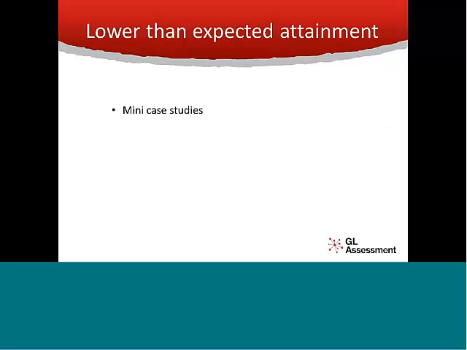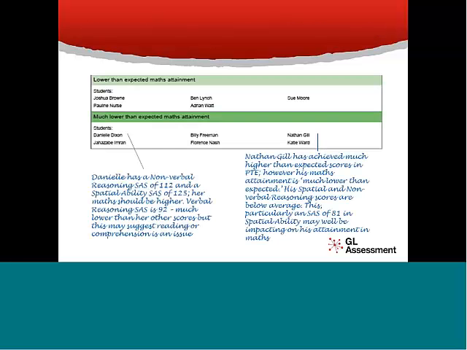Okay, so really to bring this to life, what we've done is prepare a number of mini case studies, not in huge depth, but I think seeing, as Sue said, this is based around real data. We have changed names, of course, but over to you. So the first two here, we're looking at two students where their attainment in maths is much lower than expected. Danielle has a non-verbal reasoning score of 112 and a spatial ability score of 125. So really, her maths score should be higher.